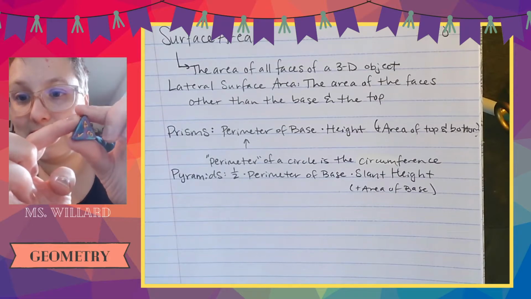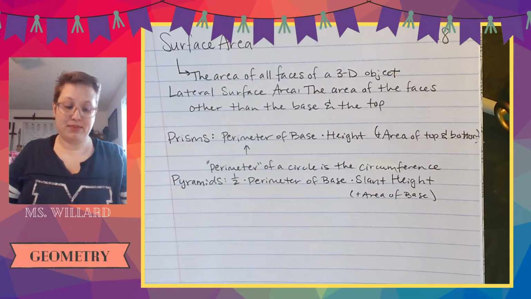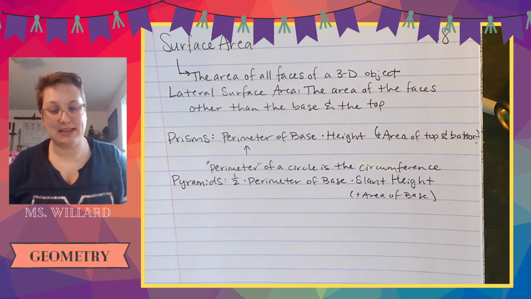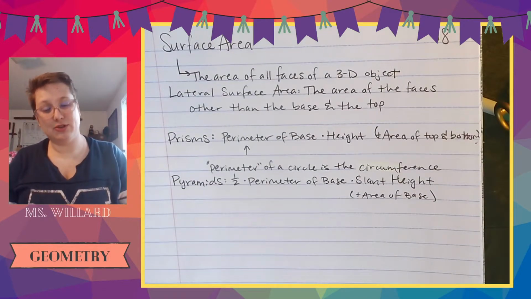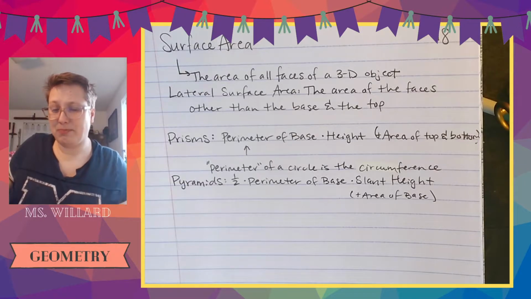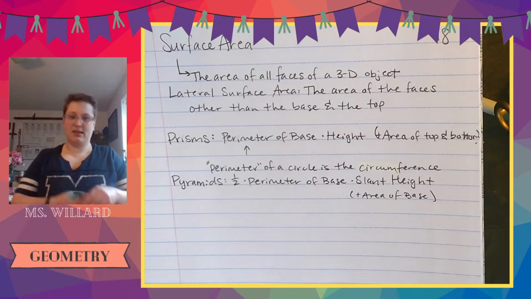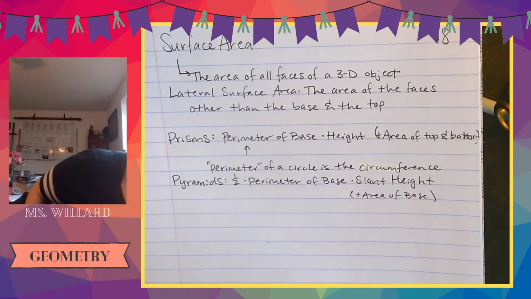But this is a slant height, not the height that I want. How do you find that? Usually it's given to you. Occasionally you have to use the Pythagorean theorem to find it. If you're given the true height and you want the slant height, Pythagorean theorem. If you're given the slant height and you want the true height, Pythagorean theorem. It works for everything.